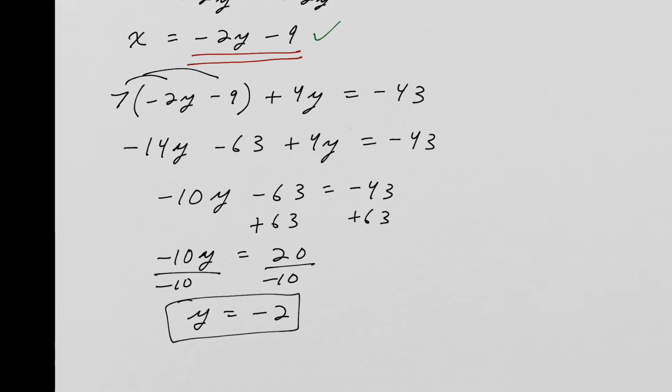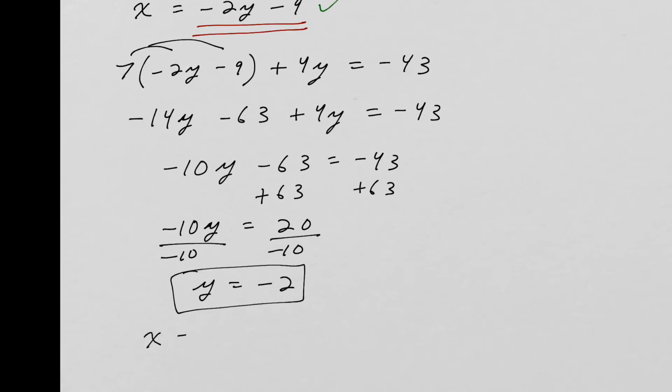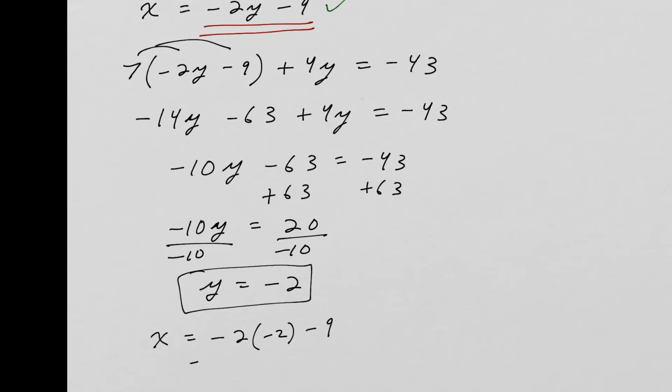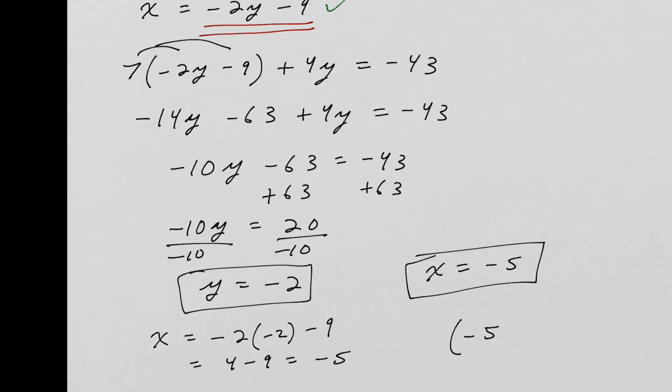So x equals -2 times y, but y is -2, minus 9. So then this is going to be 4 minus 9, right, which is -5. So I just found that x is equal to -5. And then if you want the point at which those two lines intersect, well, it's going to be the ordered pair, right? -5, comma, -2. Right? Because it's always x comma y is the ordered pair.